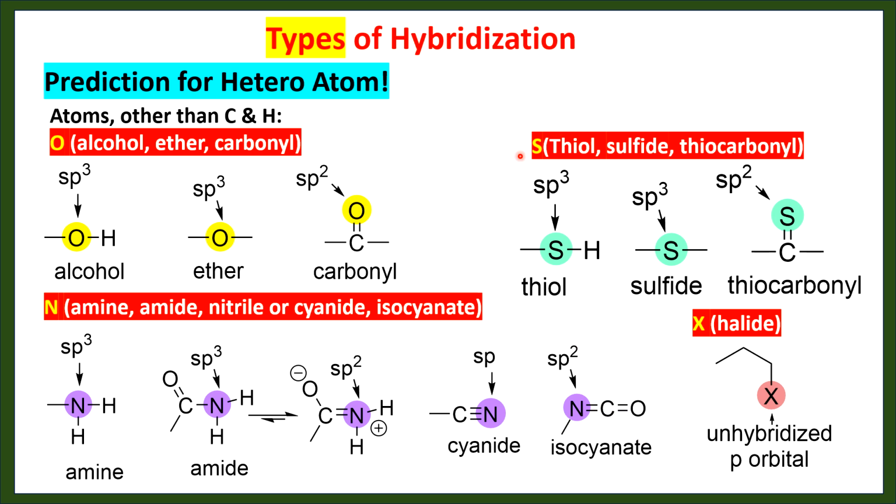In the case of sulfur-containing compounds like thiol, sulfide and thiocarbonyl, similarly, sulfur attached with all single bonds is sp3, and sulfur attached with a double bond means sp2. Halide, in the case of alkyl halide, uses the unhybridized p orbital. So halides don't need hybridization.